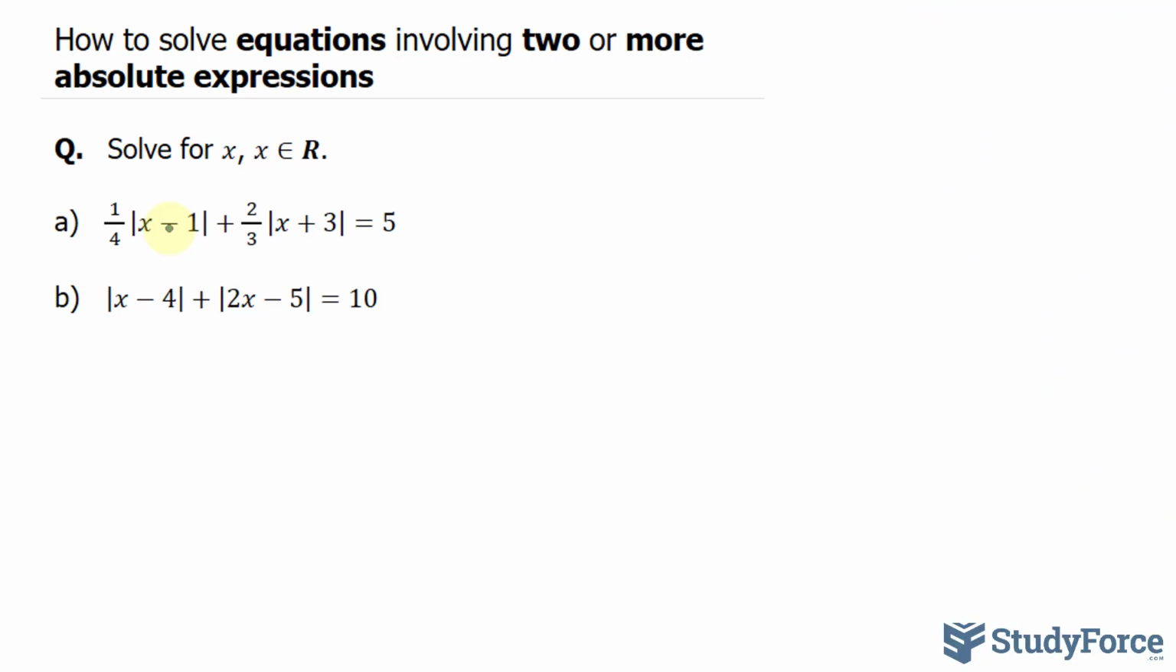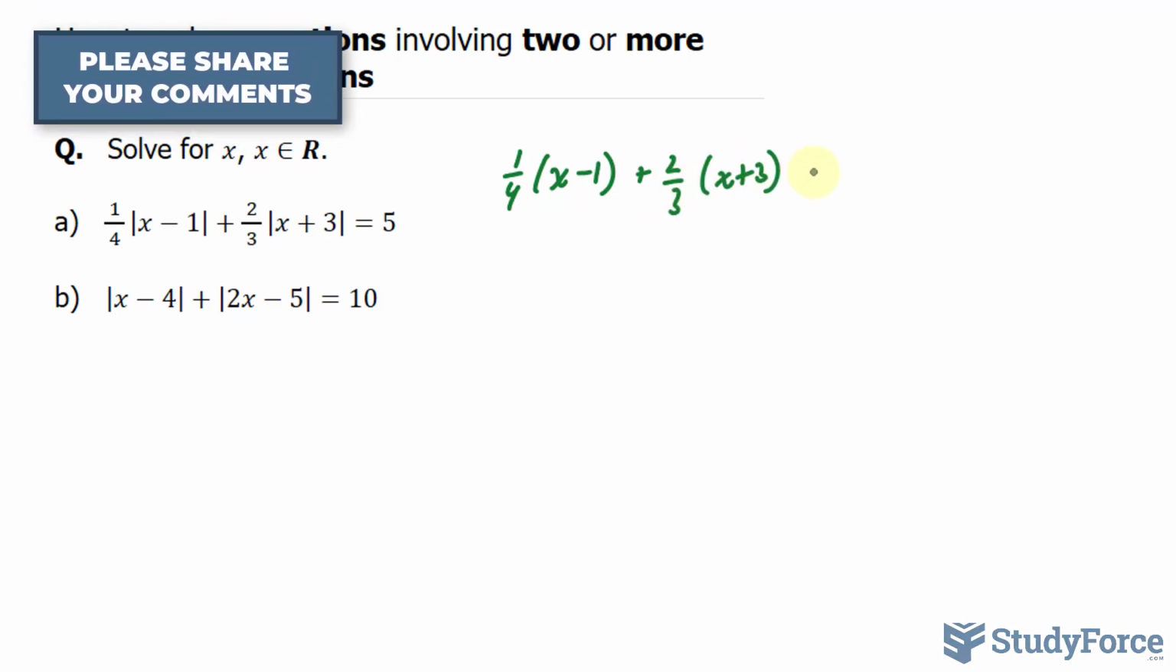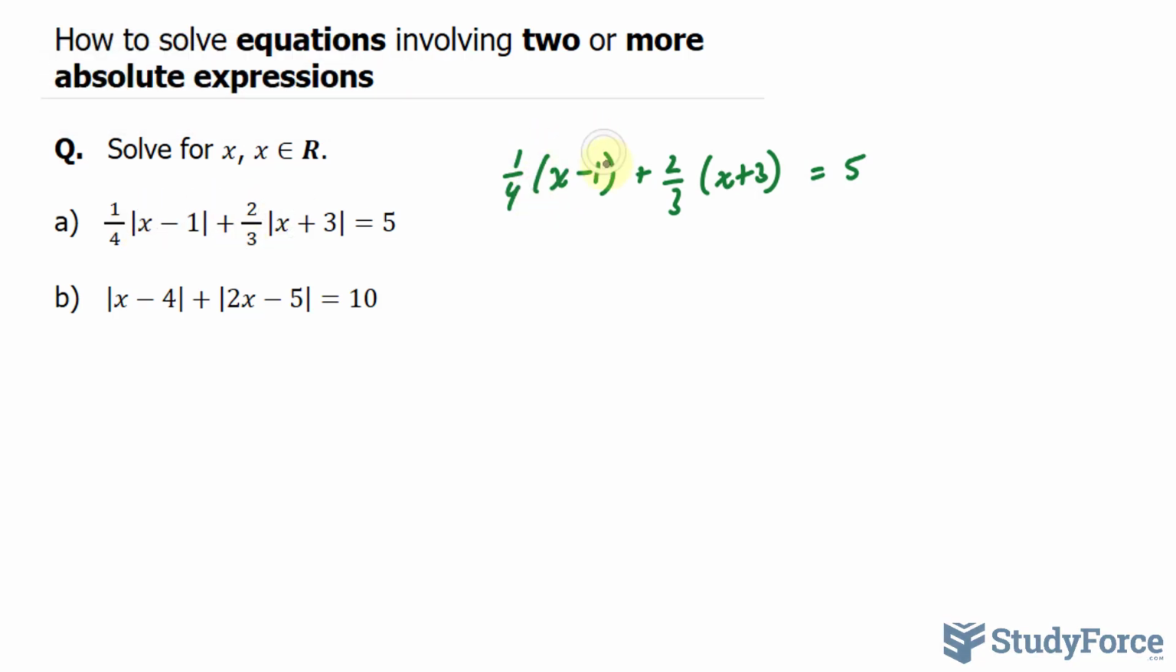In case you're confused, here's what I mean. So I'll rewrite this and I'll replace these absolute values with parentheses, brackets, and I'll solve for x. So I have 1 over 4 bracket x minus 1 plus 2 over 3 x plus 3 in parentheses is equal to 5. Notice that I've replaced both of these absolutes with brackets, and this represents possibility number 1, where these two are both positive.